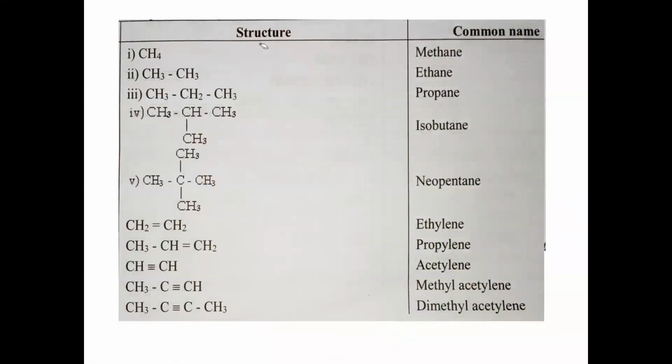Next, every organic compound has two types of names. I told you what they are: common name and IUPAC name. So common name is also called trivial name. So trivial names and common names, both the same. So trivial, otherwise common. So we have trivial names, common names, and another name is the IUPAC name.